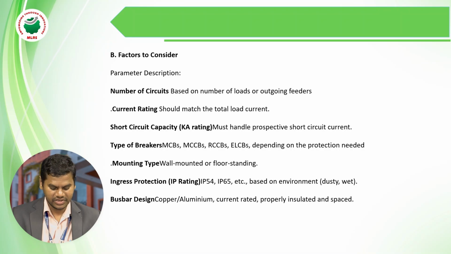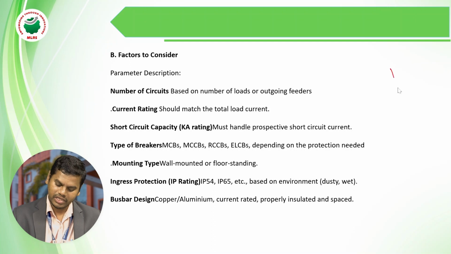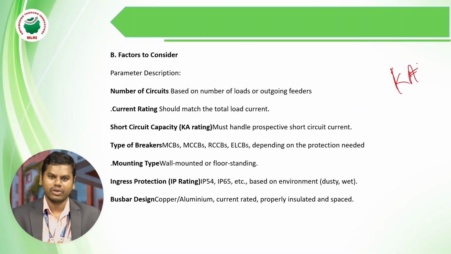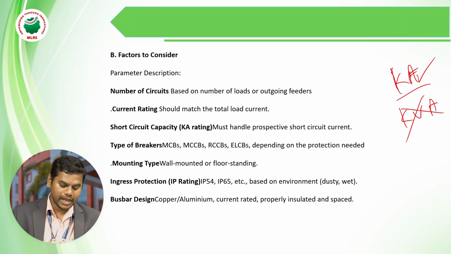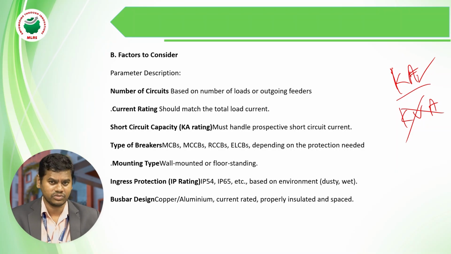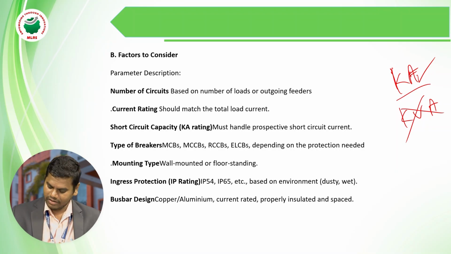And short circuit capacity. Here the short circuit capacity rating is only in kA, kilo amperes, not kVA, only kA. Short circuit capacity must handle the prospective short circuit current. Next, type of breakers. We have seen many types of breakers: MCBs, MCCB, RCCB, ELCB, depending on the protection needed.